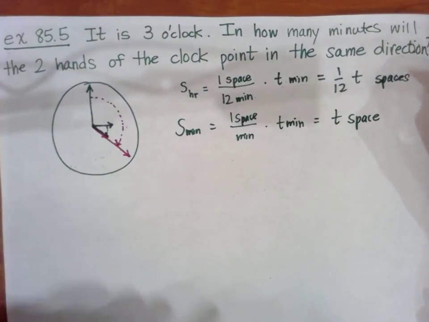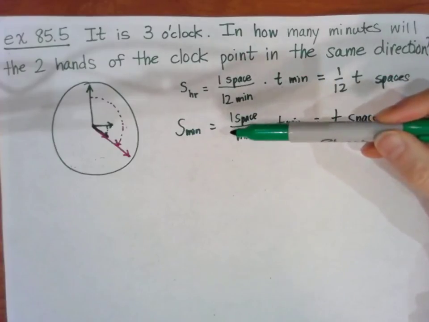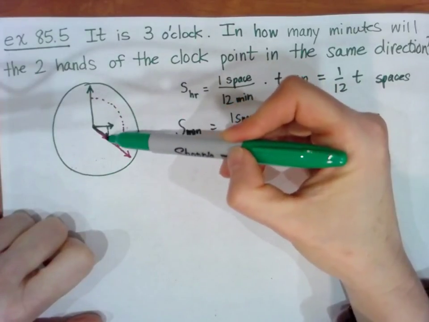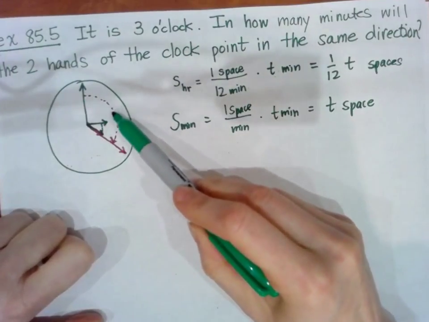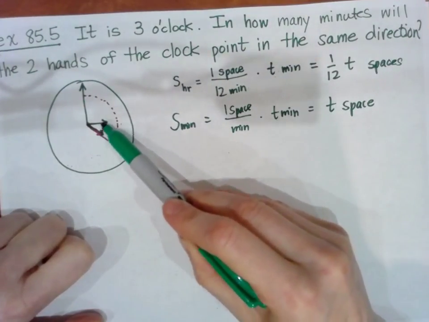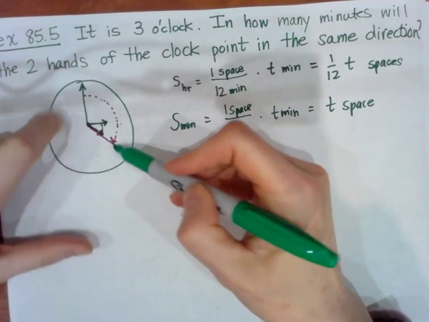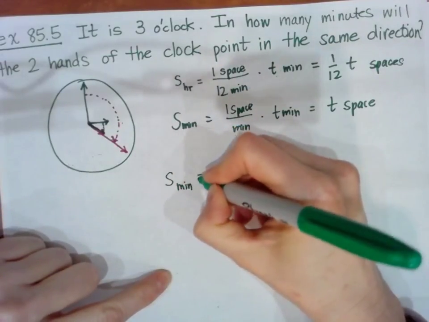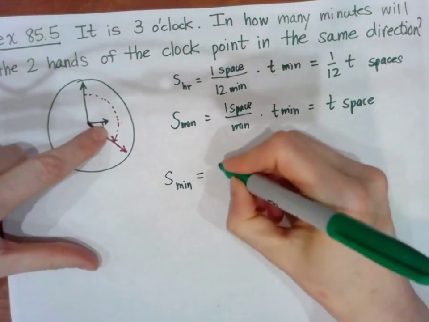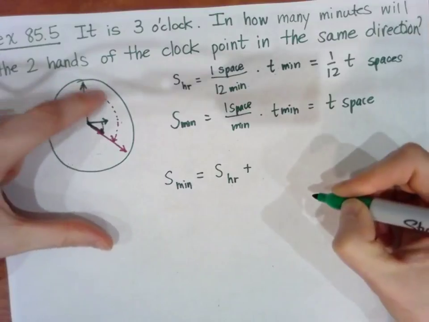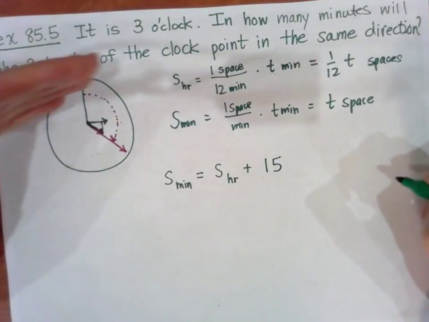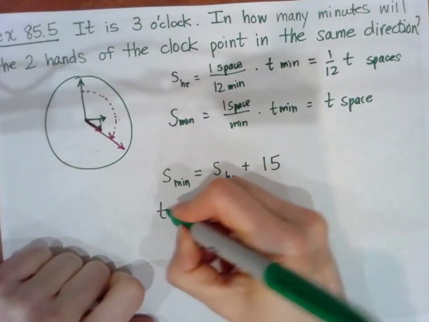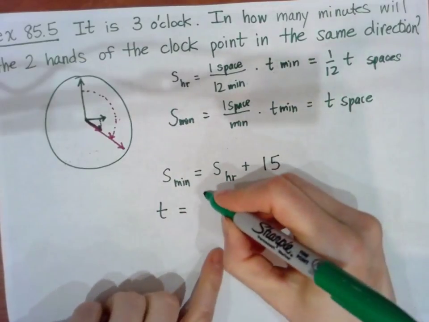So the key to solving the problem is, what's the relationship between these two? Okay, well, they both had to move this amount of time, but the minute hand had to move an extra 15 spaces. So they both had to move these spaces, but the minute hand had to move the extra 15. So the number of spaces that the minute hand moved is going to be the same number of spaces that the hour hand moved, plus that extra 15 spaces that it had to sort of catch up and overtake it. Well, the minute hand's spaces, that's just t. The hour hand spaces was 1/12 t.